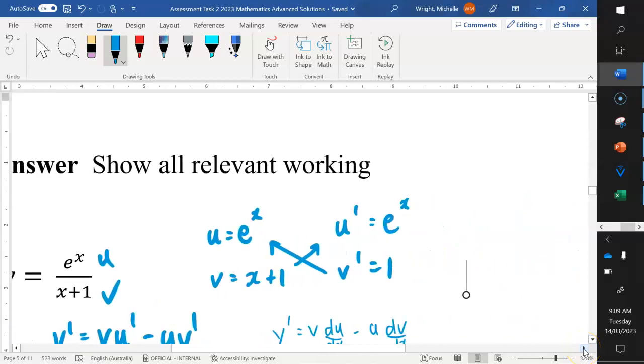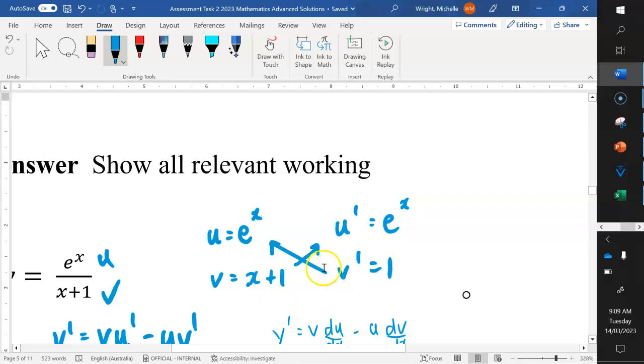What you need to do, and a lot of you are not doing this, is actually popping in what u and v is so that you've got it there. You may get marks for that if you make a mistake. So my top line is u, which is e to the x. When I differentiate that, I get u dash, or du dx, which is also e to the x. My bottom line is v, which I've let equal to x plus 1. When I differentiate that, I've written it as v dash, I get 1.